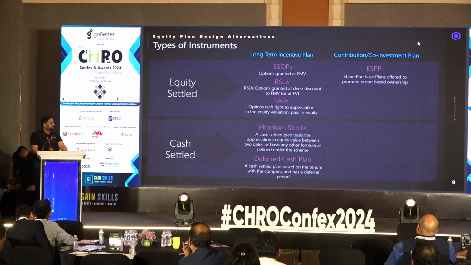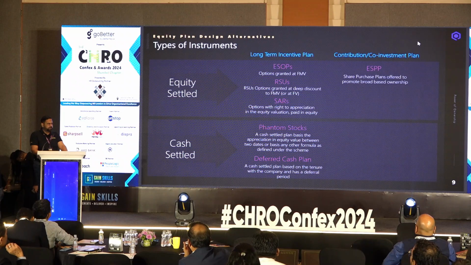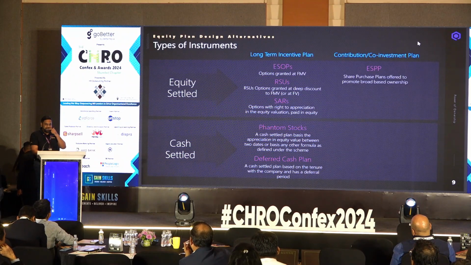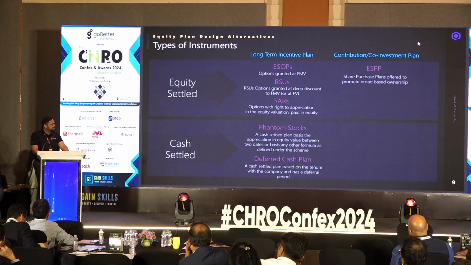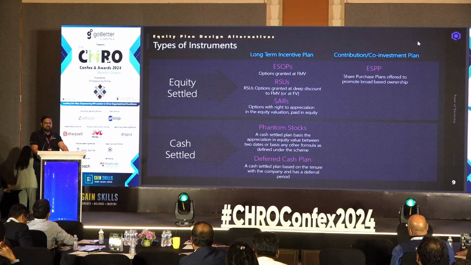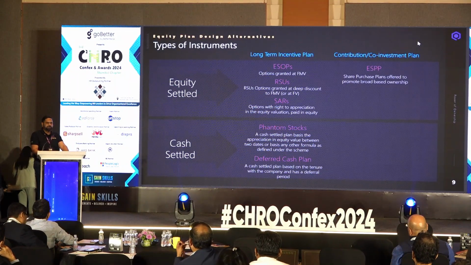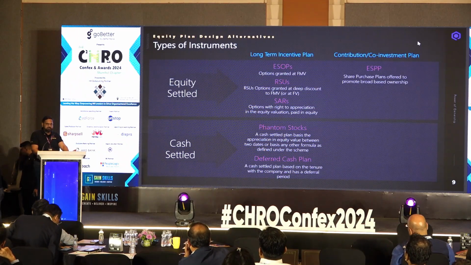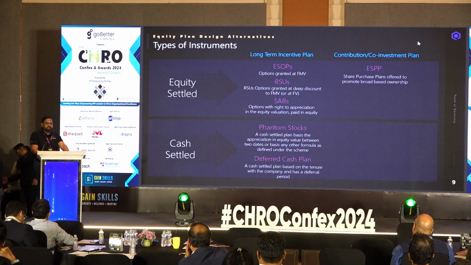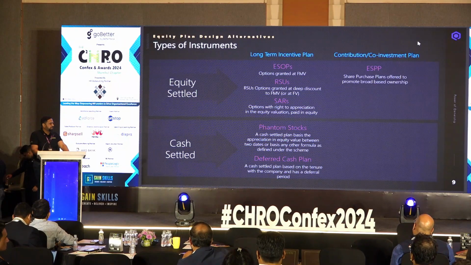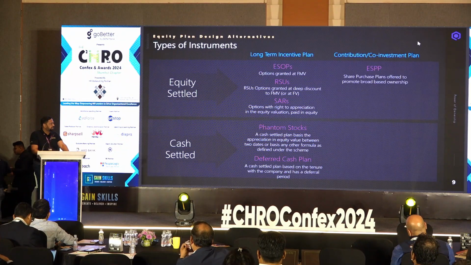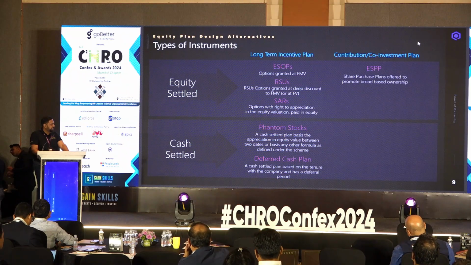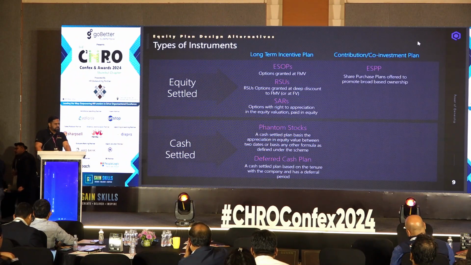The difference between ESOPs and RSUs is only the strike price, that is the exercise price. In case of ESOPs, these are granted at market price, whereas RSUs are granted at a discount to market price or at face value. So ESOPs and RSUs are the same concept, the same instrument. The only difference is the strike price or the exercise price of the units which are granted under these schemes. Then we have stock appreciation rights.